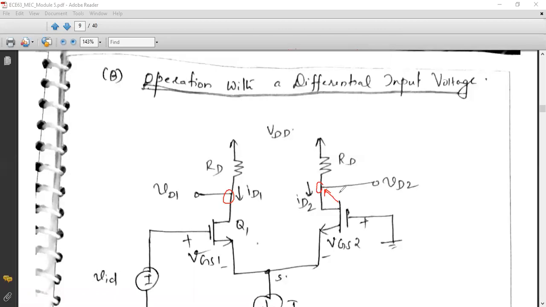So, since VD2 is greater than VD1, the output that we are getting now will be positive. Why? Because I'm considering VD2 as an output terminal, and VD1 as a reference terminal. Clear, students? If the drain terminal of Q2 is taken as the output terminal and this is the reference terminal, then what is the output? Output is differential ended or double ended, which is equal to VD2 minus VD1. In that case, this output will be positive.